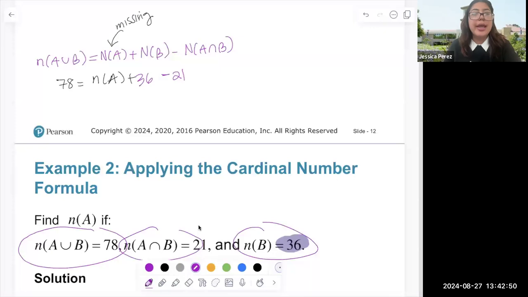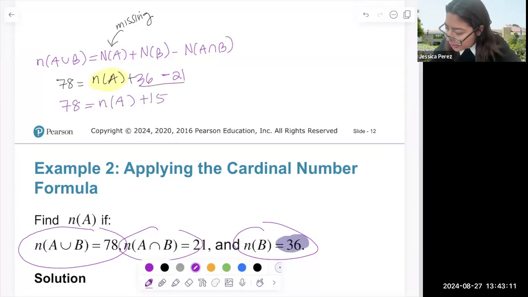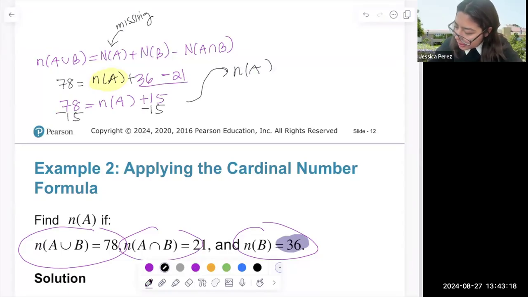The intersection. Now we want to solve for this highlighted area, n(A). So we clean it up. What's 36 minus 21? We have to do that first. That's going to give me 15. So I get 78 is equal to n(A) plus 15 because we cleaned this up. Now to solve for n(A), we subtract both sides by 15, and we get n(A) is equal to 63.